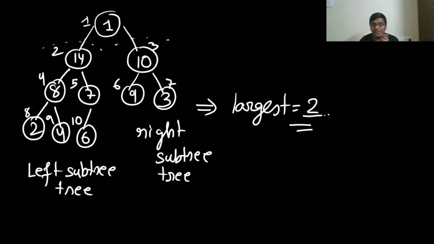Largest is a temporary variable which is going to store the index of an element which is having the largest value. So now you find out of these three which is the largest. 14 is the largest. So you will swap the parent with the largest index element. So these two will get swapped. One will be here and 14 will be here.